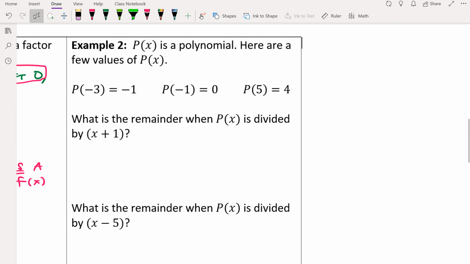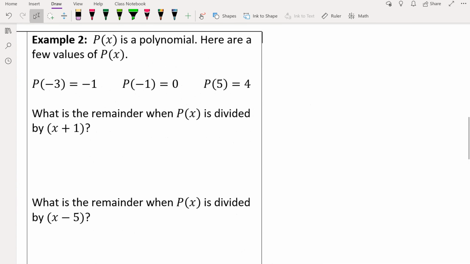Okay, write down example 2, and this is a 3-part question. I'm going to give you a minute to write it down. So p of x is a polynomial. Here are a few values of p of x. p of -3 equals -1. p of -1 equals 0. p of 5 equals 4. What is the remainder when p of x is divided by x plus 1?